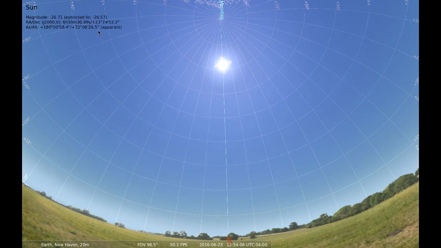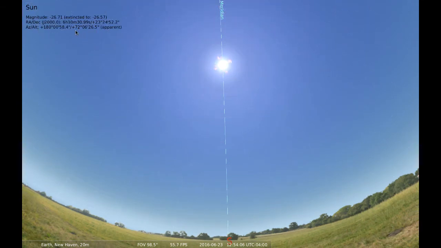And there's the sun right there. If I click on the sun and look at its altitude and azimuth, its altitude is 72 degrees 6 minutes, and its azimuth is 180 degrees almost exactly. So the sun is almost exactly due south right now. It is true, though, that it is local solar noon when the sun is on the meridian. So when the sun is due south, it's at its highest point in the sky. It's midway between sunrise and sunset, and that is local solar noon.